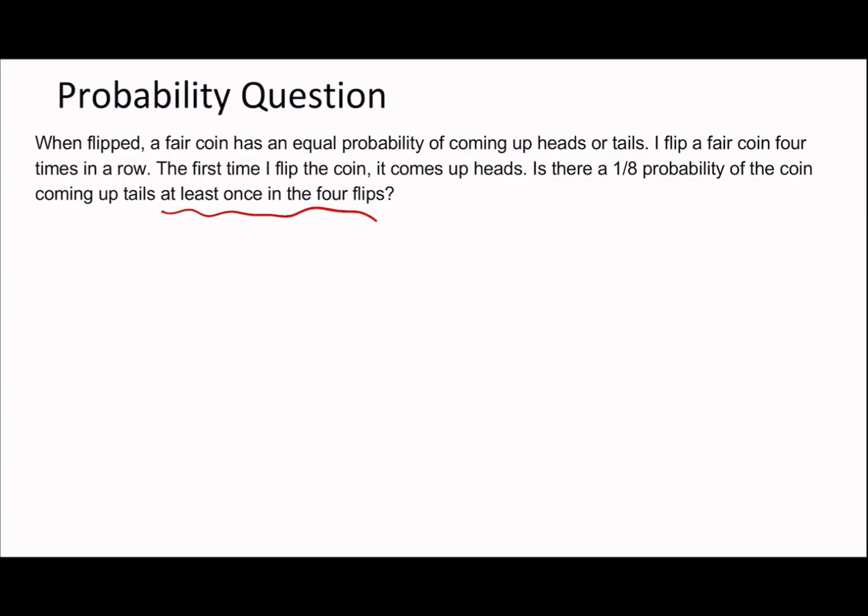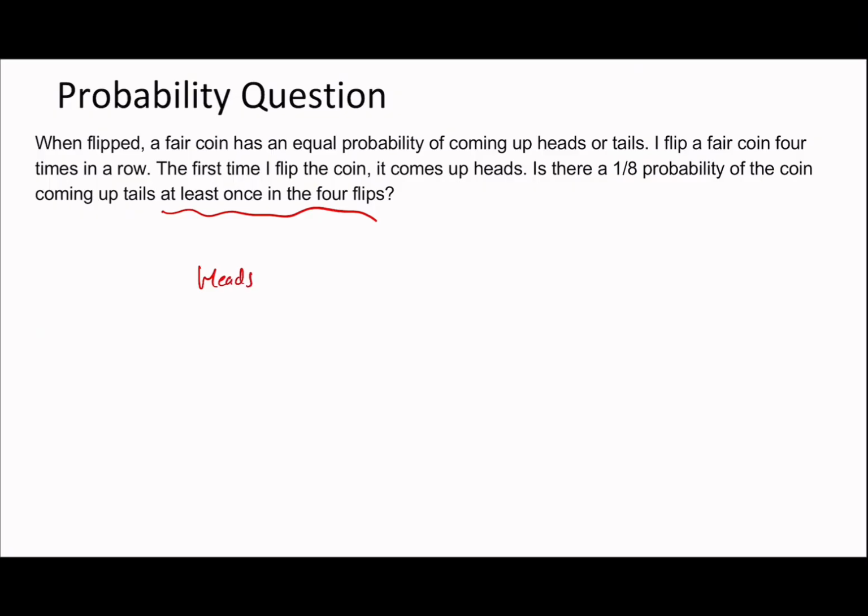Okay. So these questions, whenever you see "at least once", you should think about an idea here. It's really hard to calculate probabilities of at least once, because if you think about it, it could be that it comes up tails in the first flip. It could be that it comes up tails in the second flip, or the third flip, or the second or third, or the first or second. Basically, it's an unlimited amount of possibilities, and it's really hard to do. So what I would do is instead calculate the probability of it coming up all heads, so no tails at all, and then do 1 minus that.